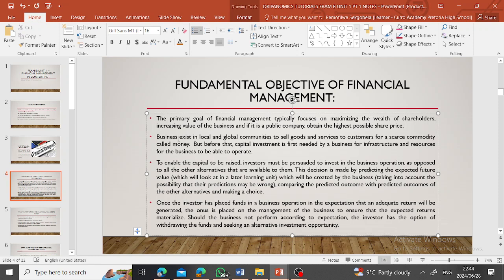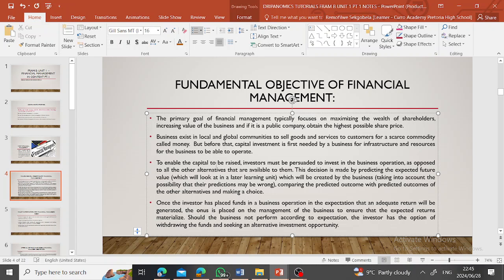All businesses exist in local and global communities to sell goods and services to customers for a scarce commodity called money. You guys know this. Those that pay for Dripanomics tutorials can assume that Dripanomics is a business which exists in a local community, and we sell our service to you, our beloved customers, for money. But before doing that, as Dripanomics, capital investment is first needed for infrastructure and resources for the business to be able to operate. So we need resources as a tutoring firm, to buy equipment such as code keys, notepads, and stationery, to make sure that we have the capable resources to teach you. So before even selling you a service, we needed capital investment to make sure we have infrastructure and resources available to operate.